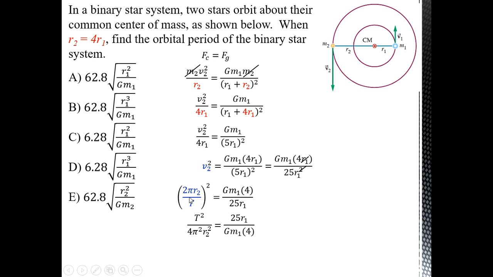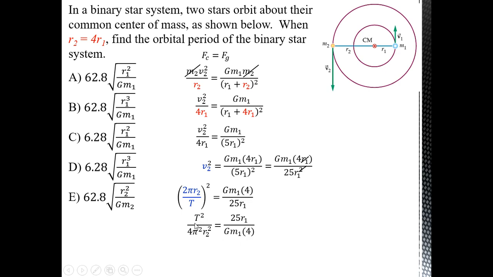All right, so what I did in the next step is flip everything upside down. We're asked to solve for T, and because T is in the denominator, I went ahead and squared everything inside the parentheses, and then I flipped it upside down so that I can get T in the numerator. But what you do on one side, you have to do to the other side. So I flipped the right side of the equation as well. So the 25 r1 in the denominator is now in the numerator. The G M1 that was in the numerator is now in the denominator.